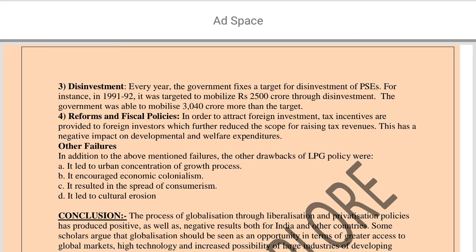Then the next is disinvestment. Every year, the government fixes a target for disinvestment of PSEs. I have told you the full form of PSEs and PSUs, which are both the same thing.